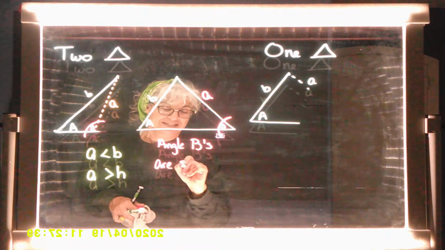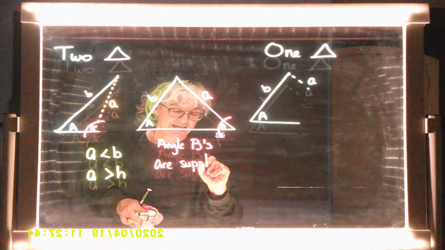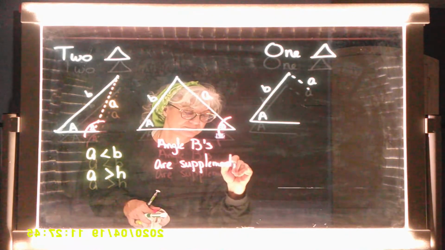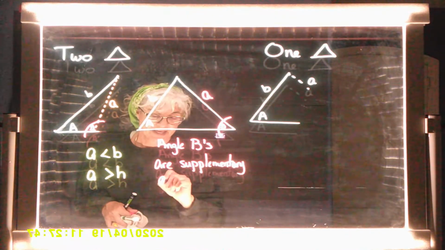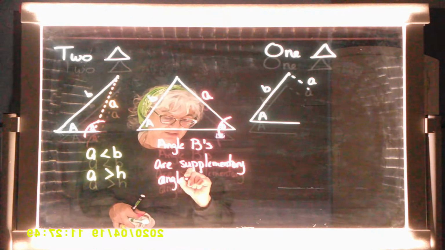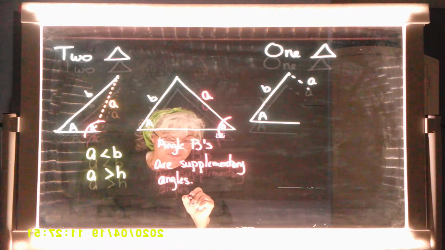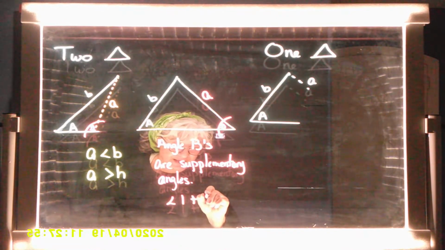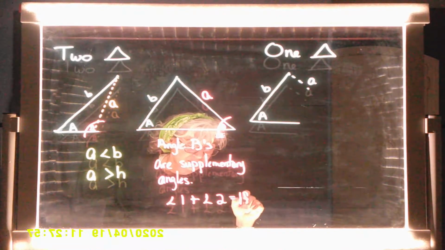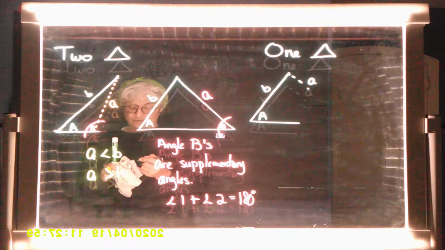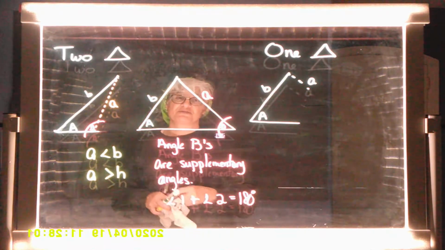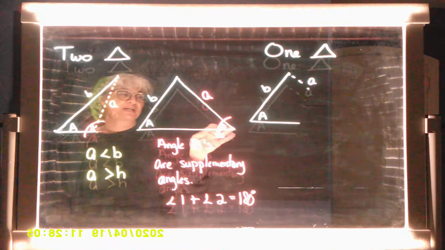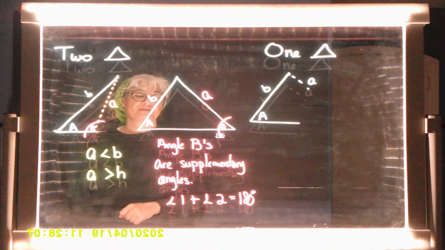These 2 angle B's are supplementary angles. And do you remember what supplementary angles are? Supplementary angles, angle 1 plus angle 2, they must equal 180 degrees. So this is actually a very cool piece of information for us to know: that the 2 angles that have been created are supplementary angles.